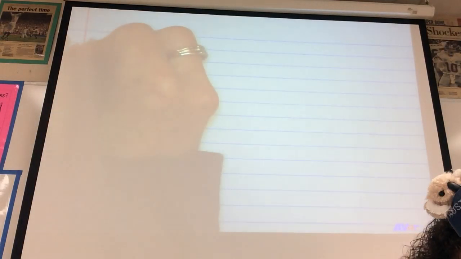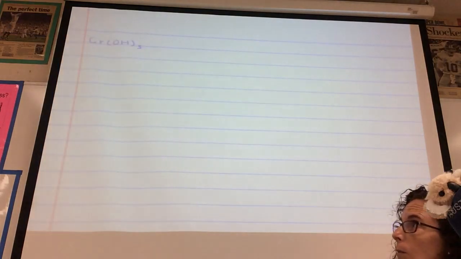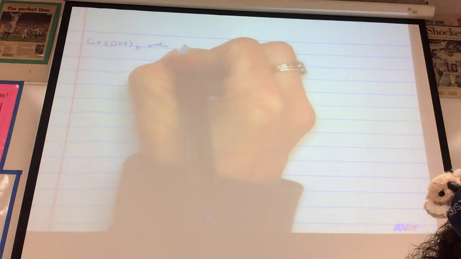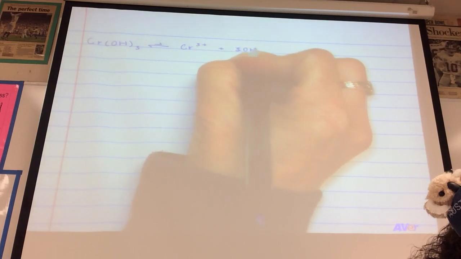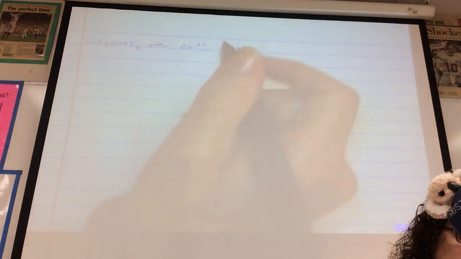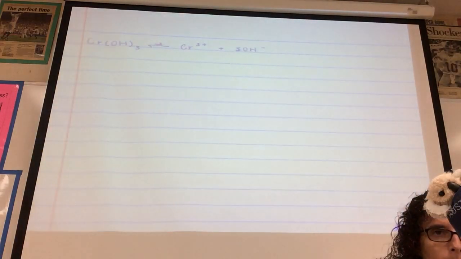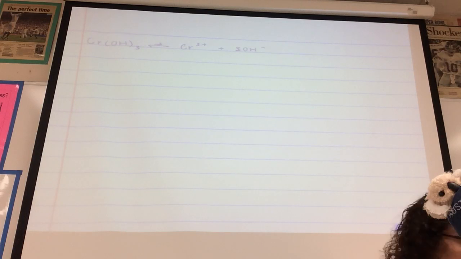The first thing that I do is I write the chemical formula for chromium 3 hydroxide. That's chromium 3 ion and 3 hydroxide ions. Make sure you're balanced for charge. 3 pluses and 3 times 1 minus is 3 negatives for a net neutral. Now that is my equilibrium equation, but it's not my solubility constant expression.